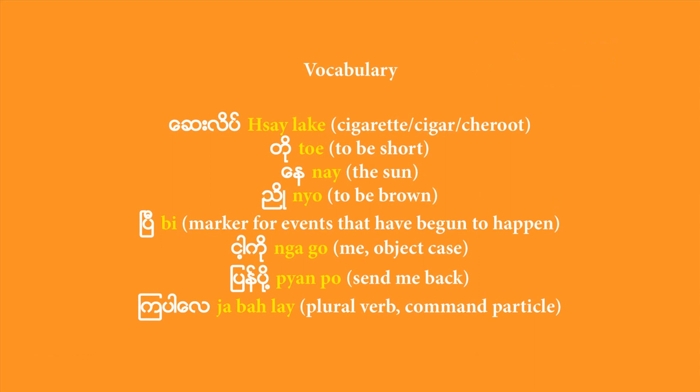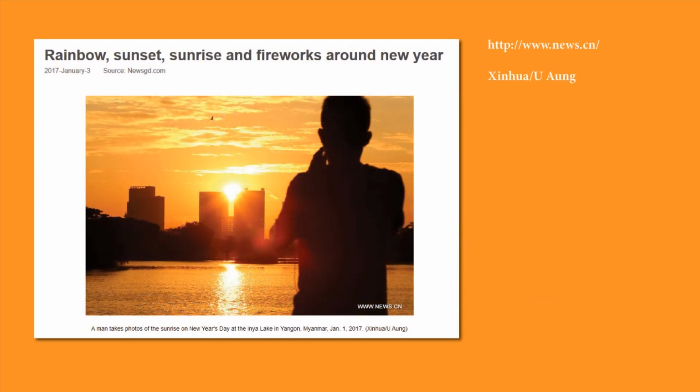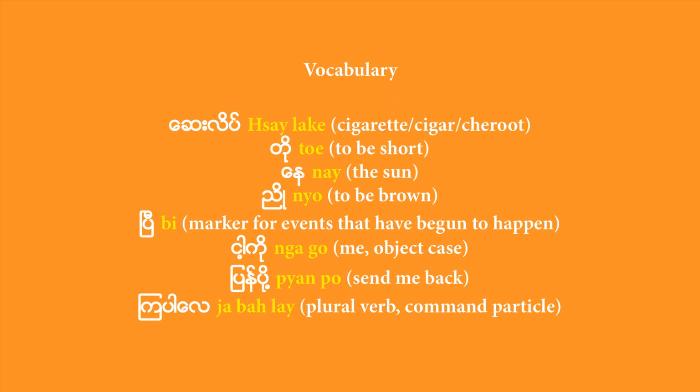Ne is the word for the sun. Nyo is to be brown, but in this case, it refers to the sunset hour when the usually bright white hot sun turns soft and reddish brown. Ngago is the objective case of the pronoun I, so we know that the poet wants something done to him.